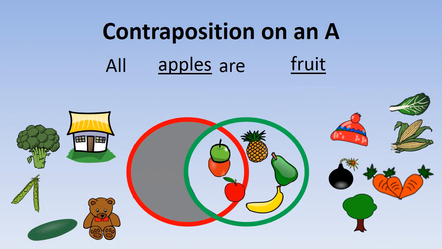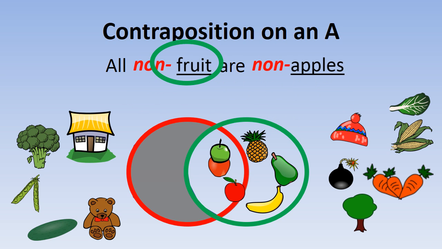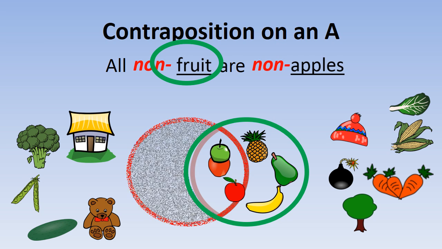Well, how about a few examples to help? All apples are fruit. You notice I just moved all the apples into the fruit category. And what that means is, if it ain't a fruit, it ain't an apple. All non-fruit are non-apples. So anything outside of that green circle, so to speak, can't be an apple. That's our fruit circle.